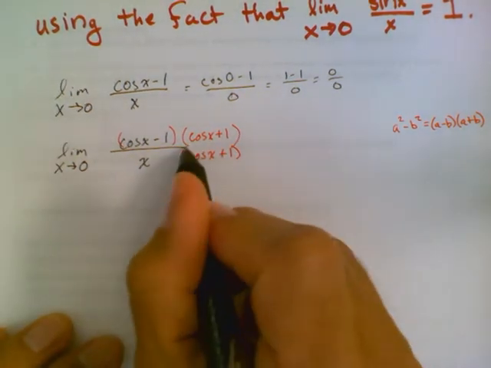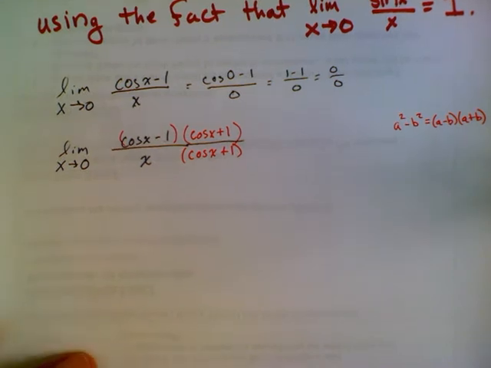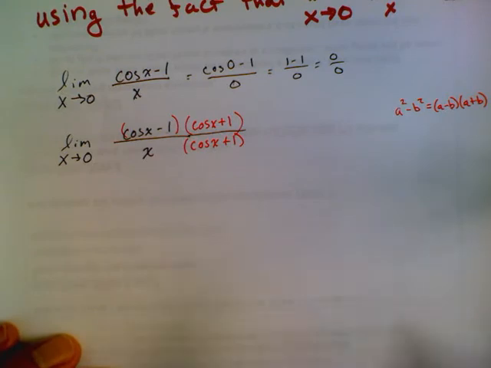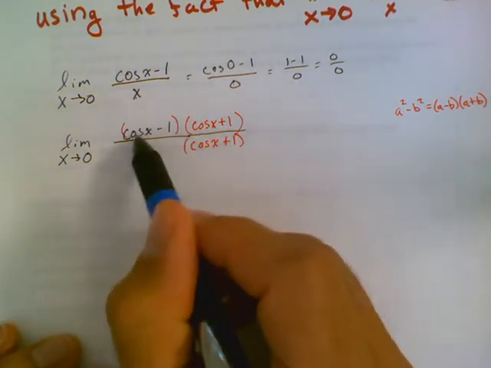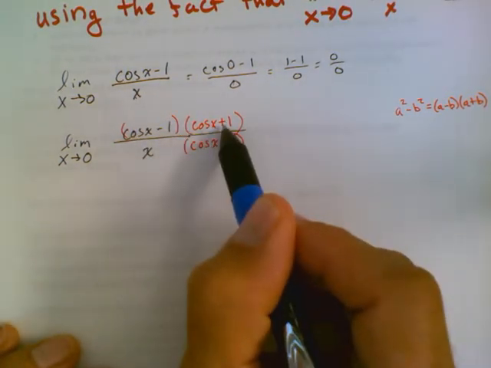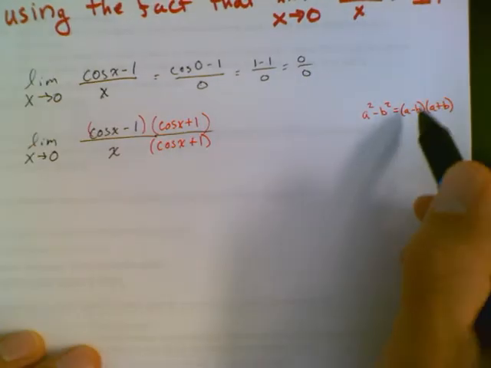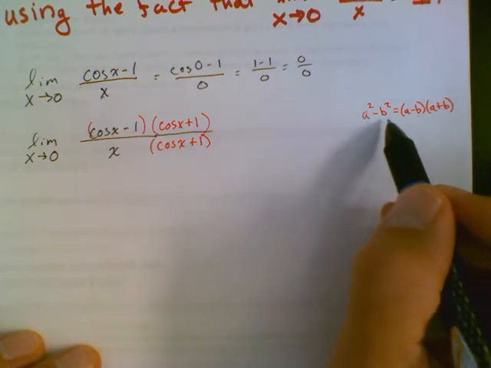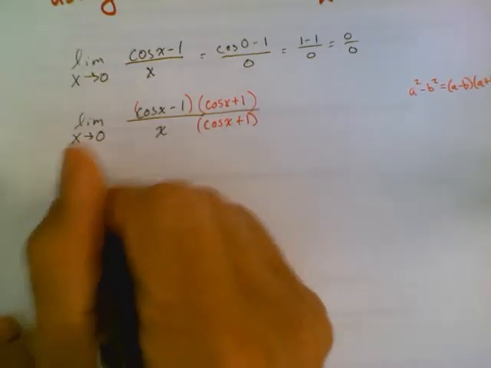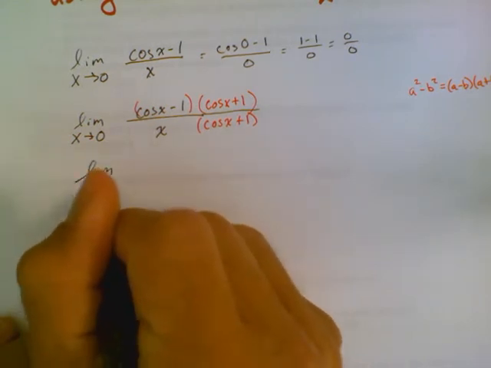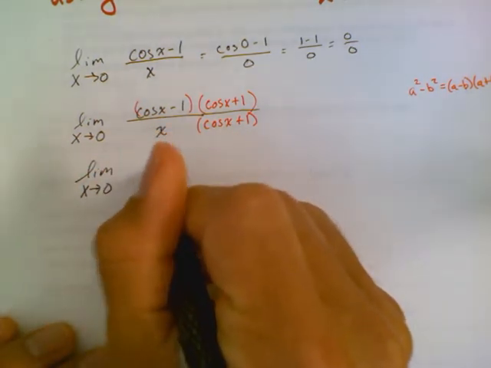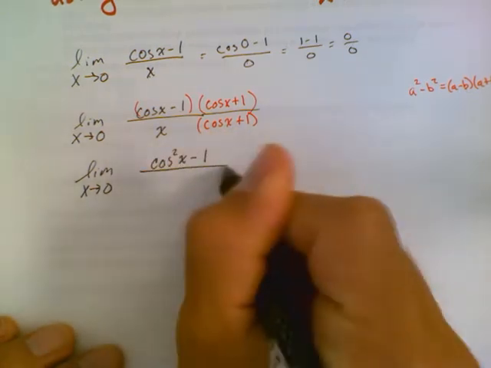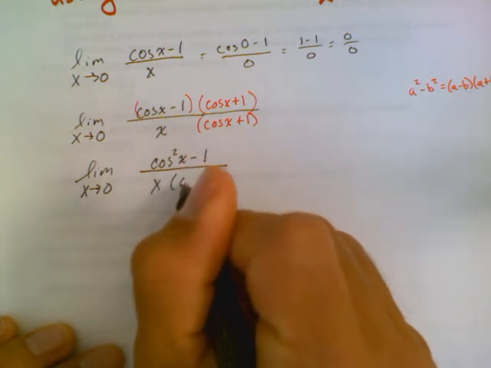Now don't go canceling that out, because you need that. Let's look at what we have on top. If I distribute, the difference of squares formula tells me I would just get cosine squared x minus 1. So the limit as x approaches 0 is going to be cosine squared x minus 1 over x times cosine x plus 1.